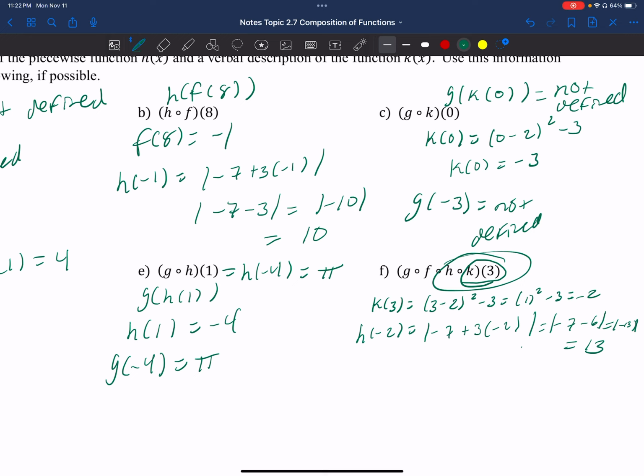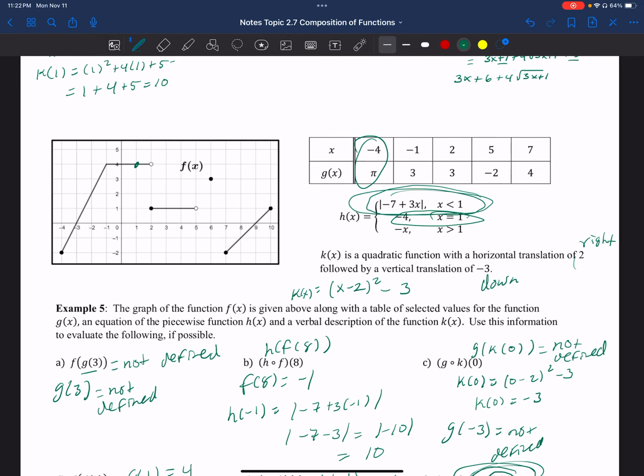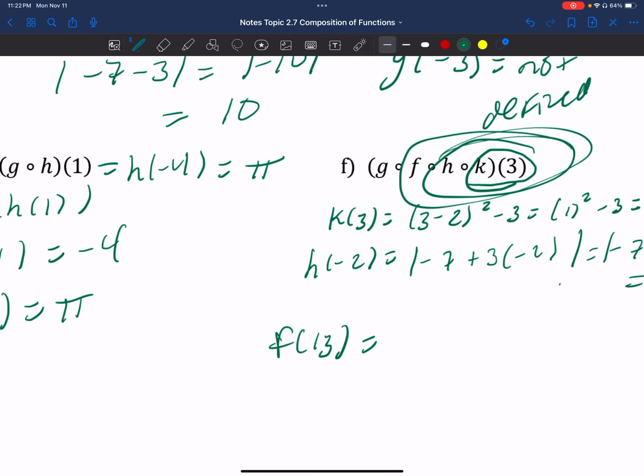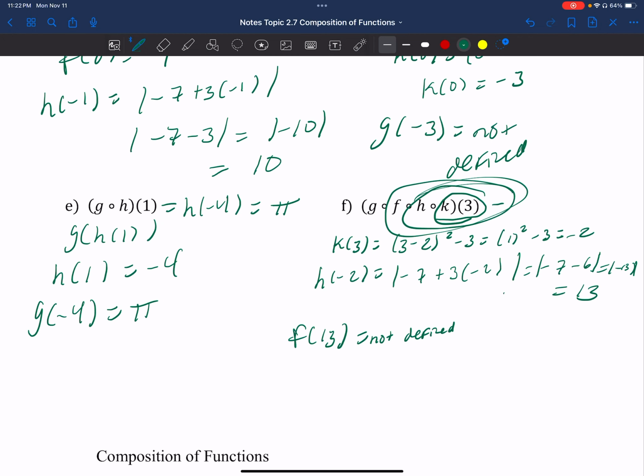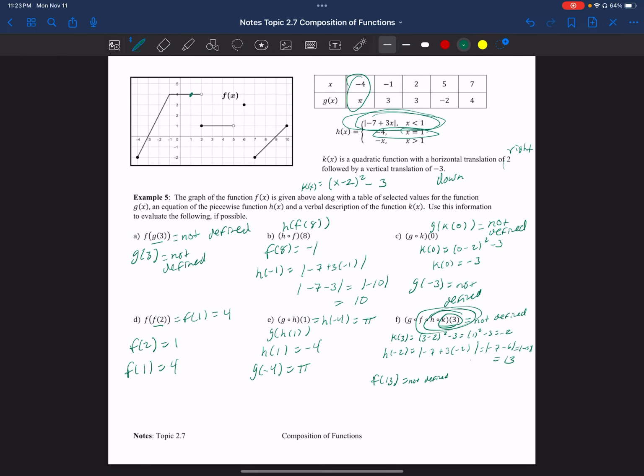And then move on to the next one. So I need to find what f of 13 is. My graph only goes up to 10, so that will be not defined. And then I'll have to continue going because if one of them is not defined, then the whole composition of functions will be not defined. And we are done.